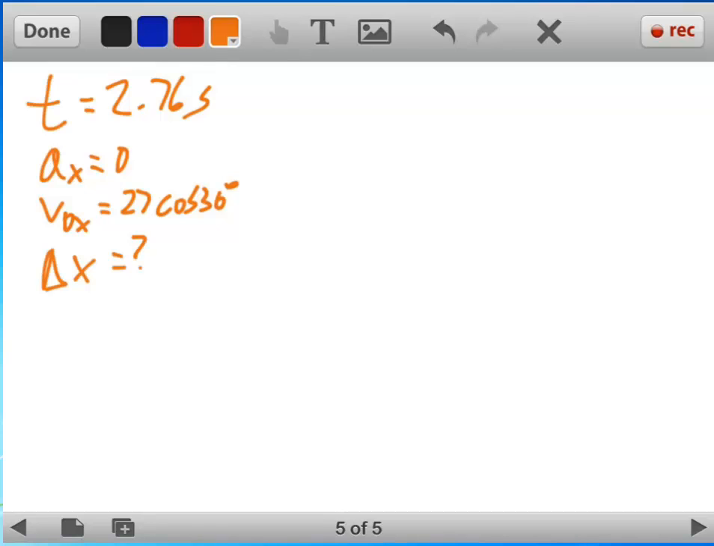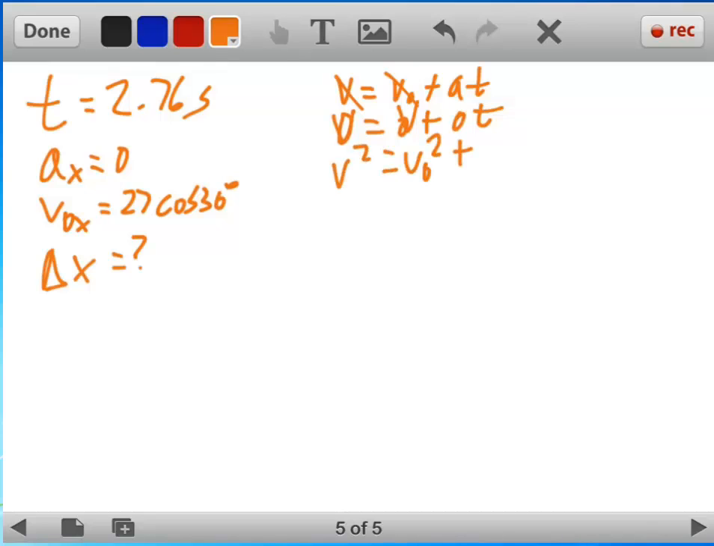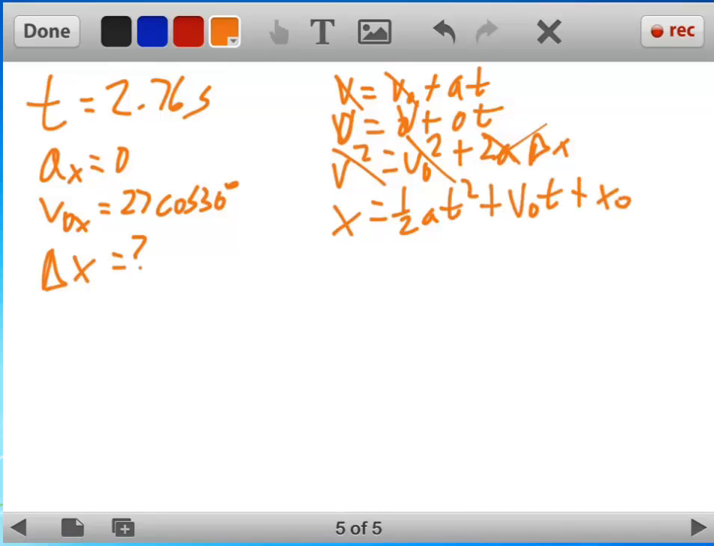Again, second kinematic equation. If we look at the first one, v equals v naught plus at, since the acceleration is 0, and the initial velocity and the final velocity are the same, I'm going to have v equals v plus 0 times t. So that doesn't really help me. If I go to the third one, v squared equals v naught squared plus 2a delta x, v squared and v naught squared are the same, and the acceleration is 0. That doesn't help me. But the second kinematic equation, x equals 1/2 at squared plus v naught t plus x naught, that helps me, right?